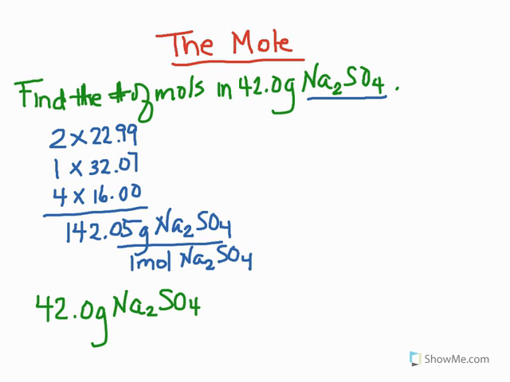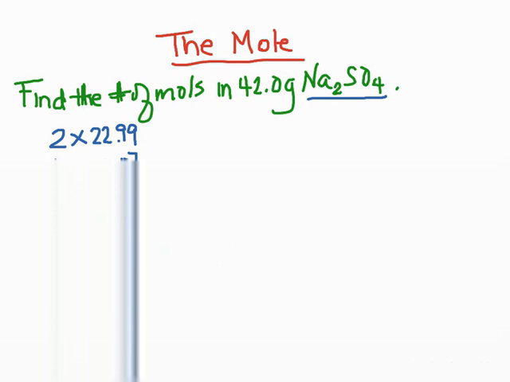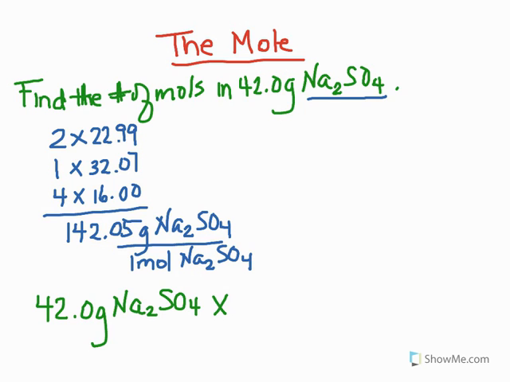Just like if I asked you how many inches were in 3 feet, you would know that there's 12 inches in a foot. I'm going to multiply the 3 feet by 12, and that's going to give you 36 inches. Same exact idea. So I'm going to multiply it by a conversion factor. And my conversion factor is simply going to be how I set up my molar mass, this guy.